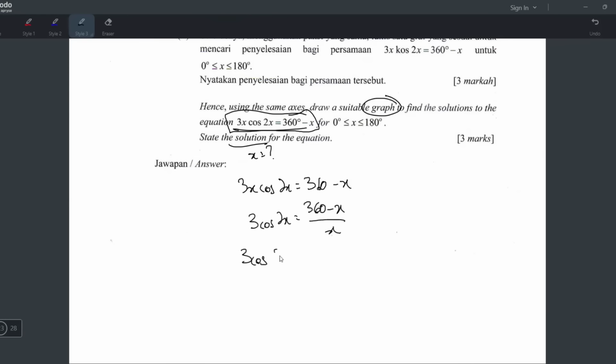So 3 cos 2x plus 1. And then this side also plus 1. Okay, plus 1 like that. And kenapa saya buat macam tu is because I want to change this whole thing to y. Yeah, I want to change this to y. Okay. Yeah, because y is 3 cos 2x plus 1.